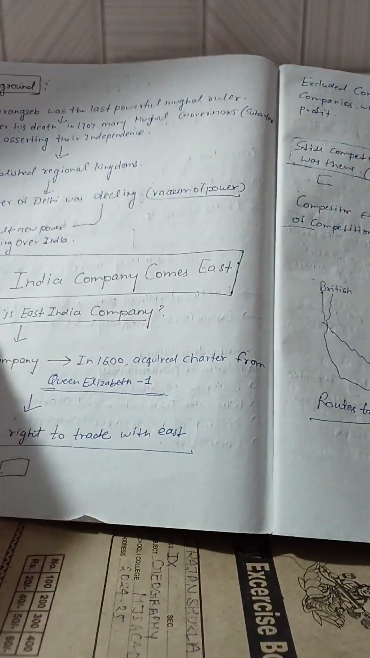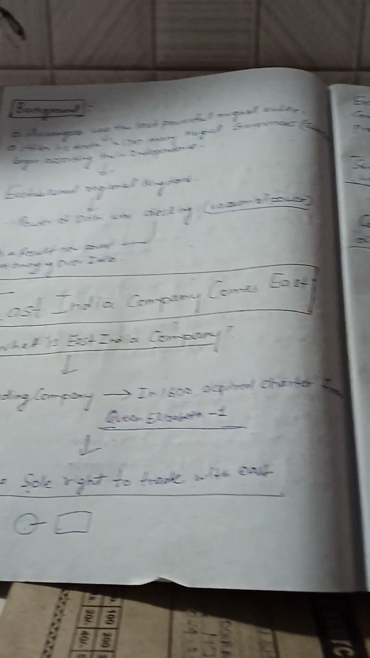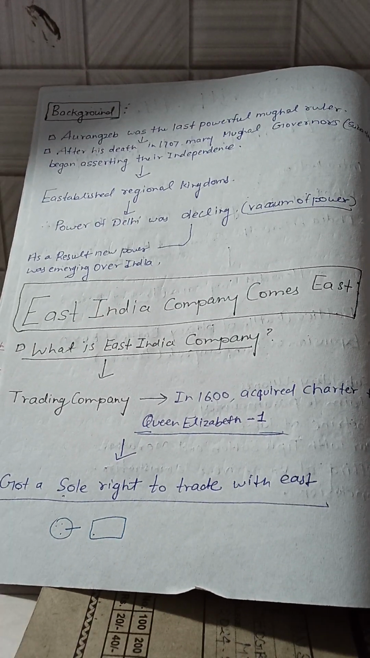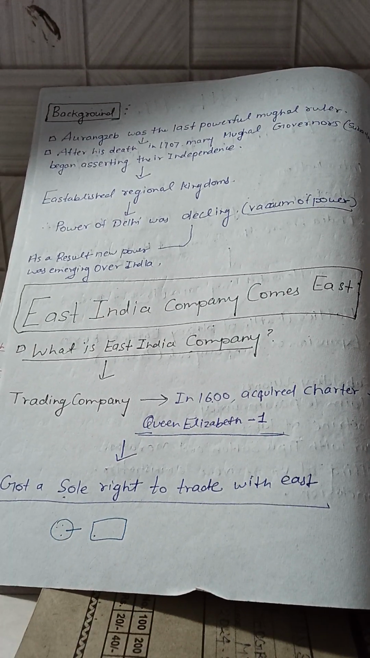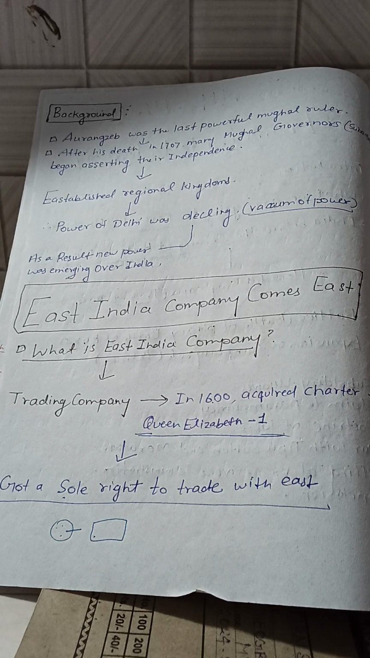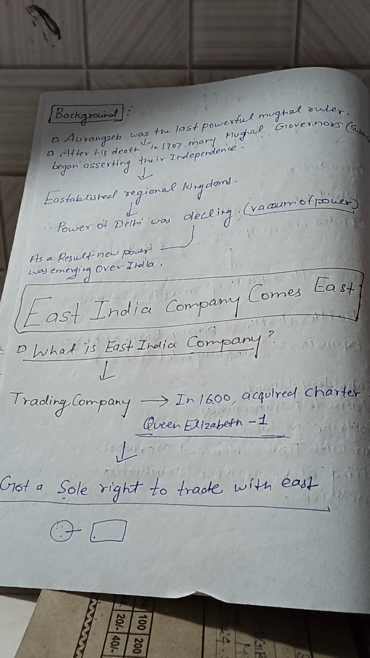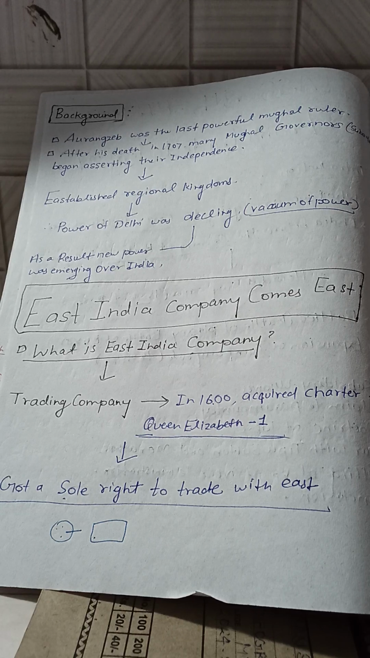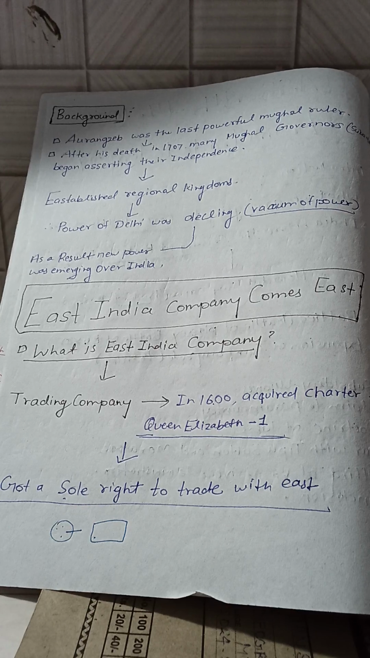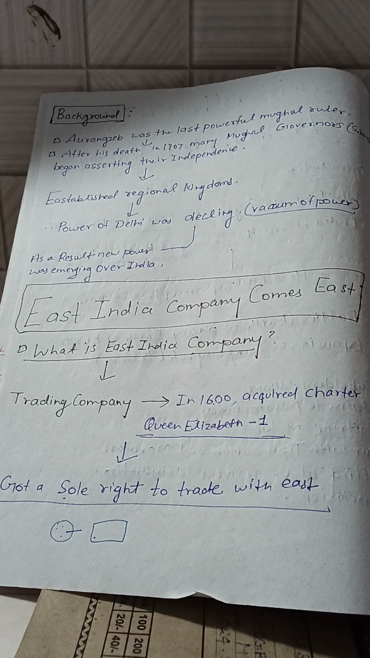So let me start with the background. Do you know what the background is? The background is that Aurangzeb was the last powerful Mughal emperor of India. That means if you study all the Mughal emperors, you will find that Aurangzeb was the last powerful Mughal emperor. That doesn't mean there were no other Mughal emperors after him, but Aurangzeb was the most powerful, and it was the last.